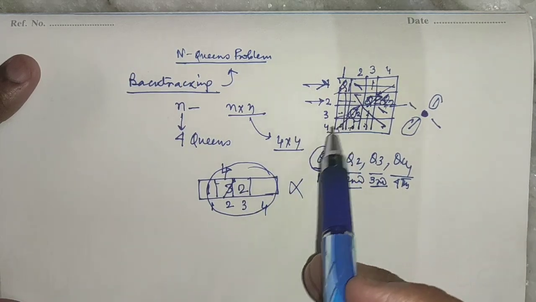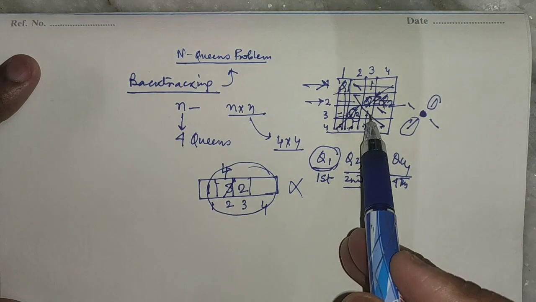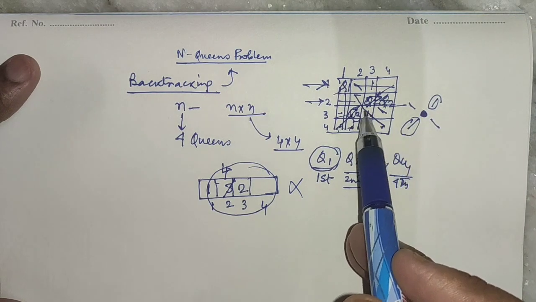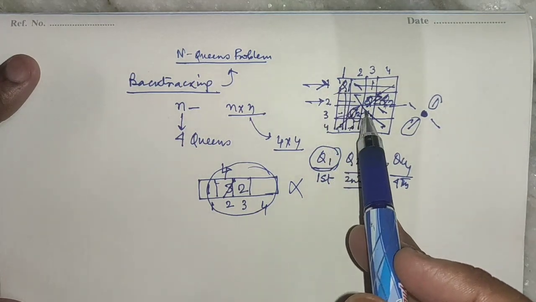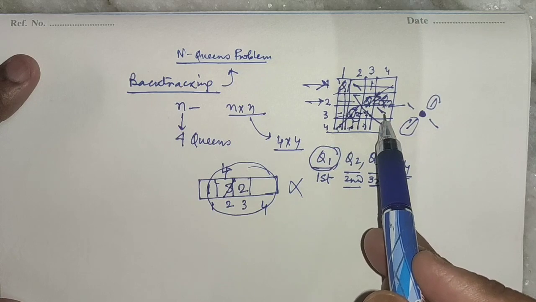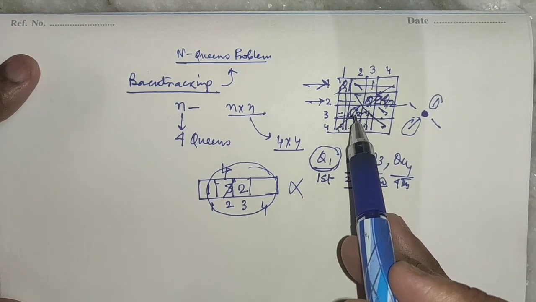So we have to rethink. Rethink means, shall we shift queen 3 further to the next cell? Unfortunately, it is not possible because queen 2 puts an objection. Queen 1 is also putting an objection. Can we place queen 3 here? No, again there is an objection. So forget about the movement of queen 3.